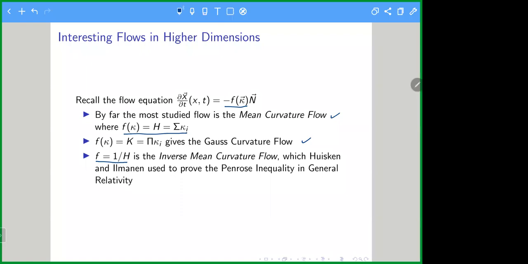That's a reason why I became interested in the subject, because I want to know how the properties of the speed function influence the shape of your solution.